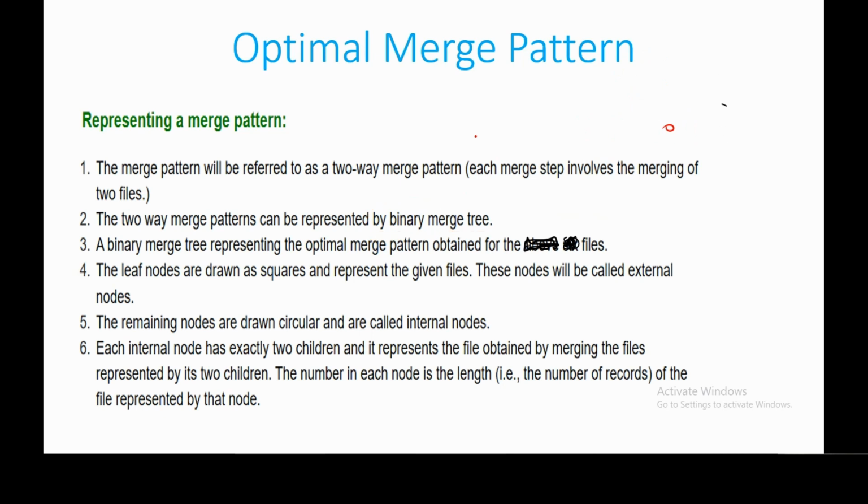Each internal node has exactly two children, and it represents the file obtained by merging the files represented by its two children. The number in each node is the length of that particular file, meaning the number of records in that file. The leaf nodes are the original files, which are drawn as squares and represent the given files, and these are known as the external nodes. The remaining nodes, drawn in circular form, are known as the internal nodes, which we get after the merging process.